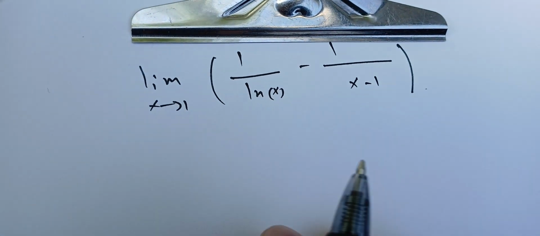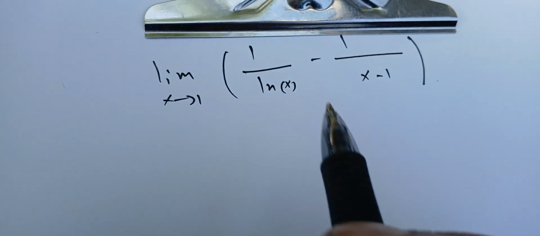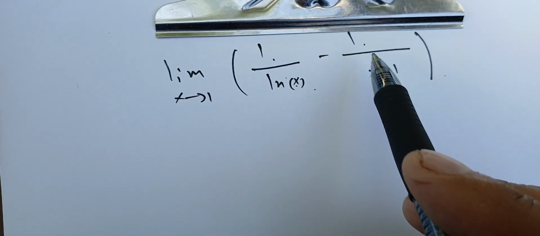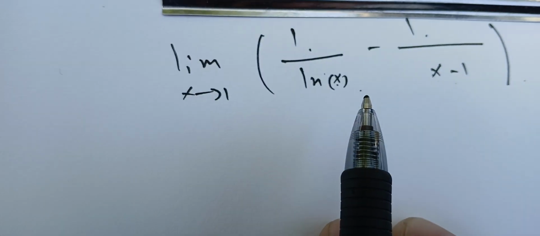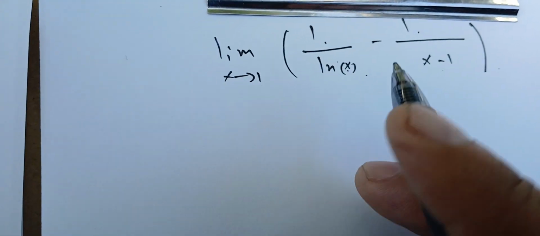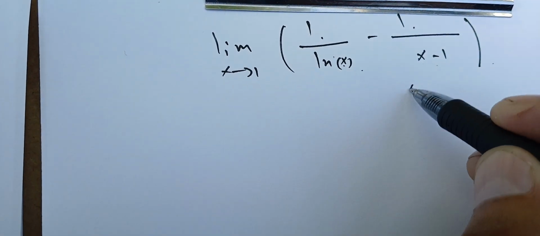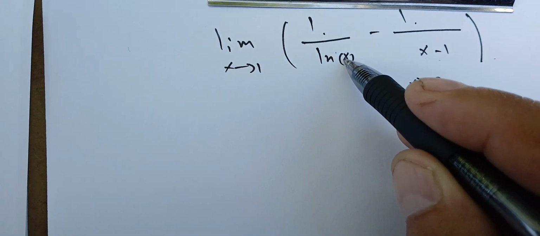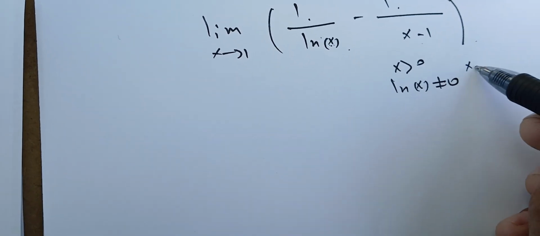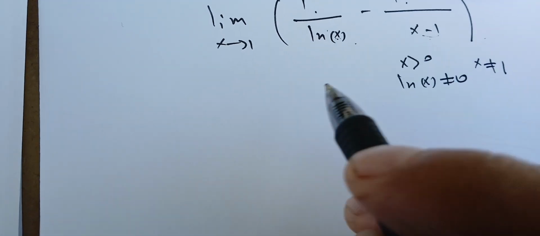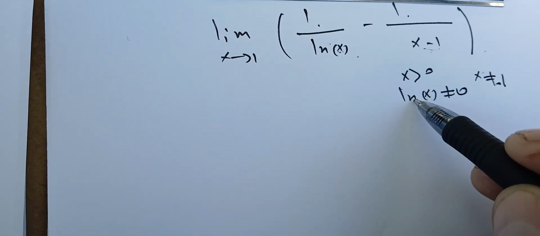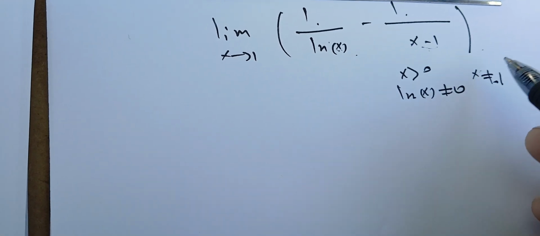Now we're going to try to find the following limit: the limit as x goes to 1 of 1 over ln of x minus 1 over x minus 1. The first thing that we do is check the domain. Here x must be positive for the natural log, the natural log of x must be different from 0, and x must be different from 1. But this one here is the same, because the log is 0 when x is 1.